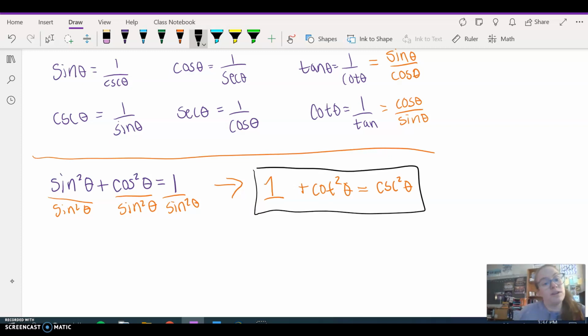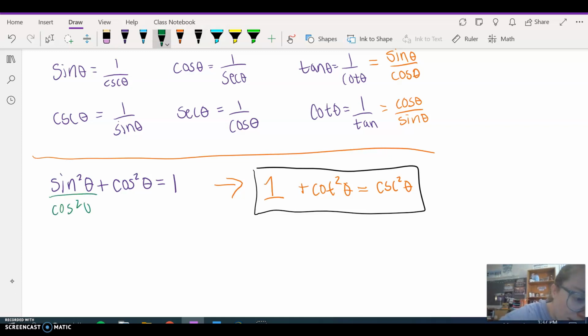Now if I take the same identity, let me erase all of this. You can rewrite the identity to show where it comes from. I'm going to now divide everything by cosine squared to get the last of our Pythagorean identities. So now let's do that in the green down here.